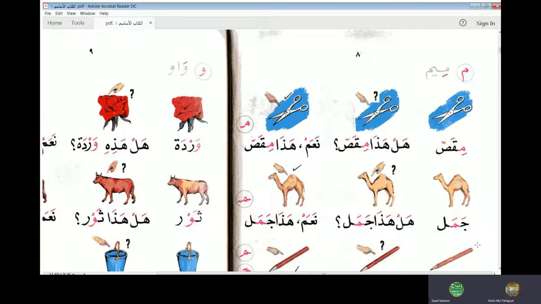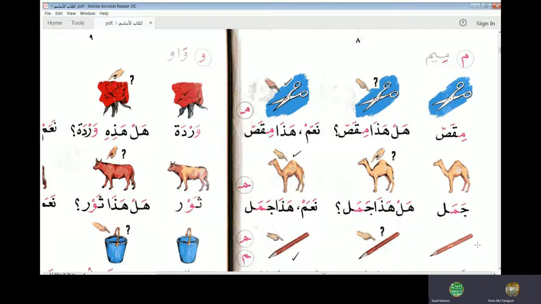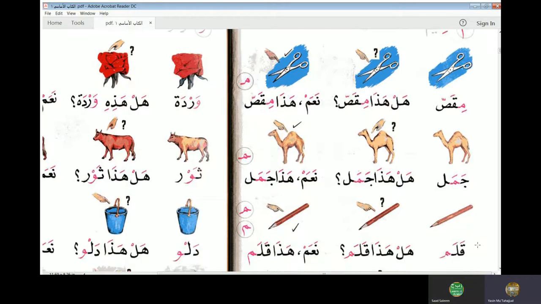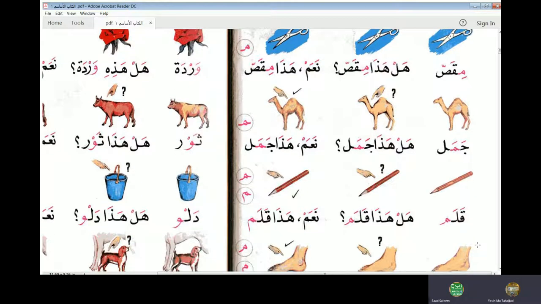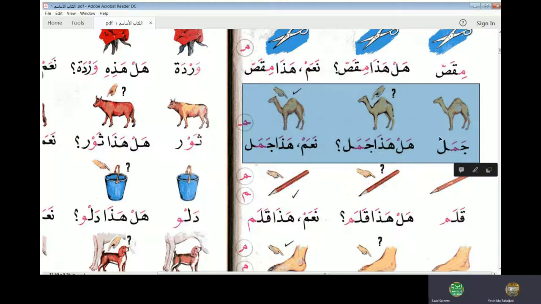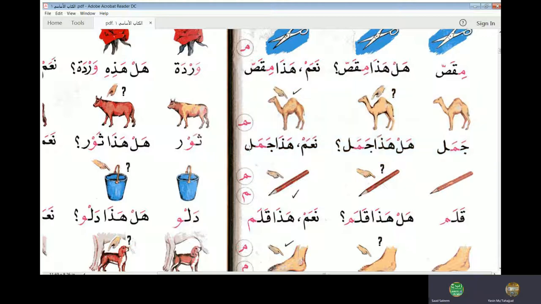Scissors. Are these scissors? Yes, these are scissors. Or is this scissors? Yes, this is scissors. Jamun. I'll have the jamun. Camel. Is this a camel? Yes, this is a camel.